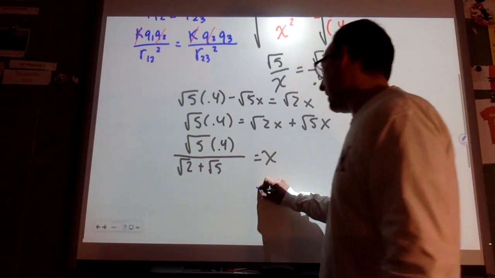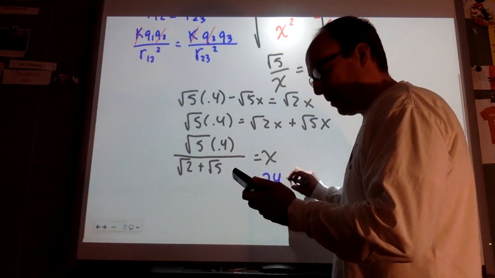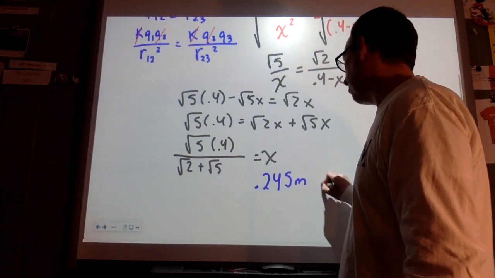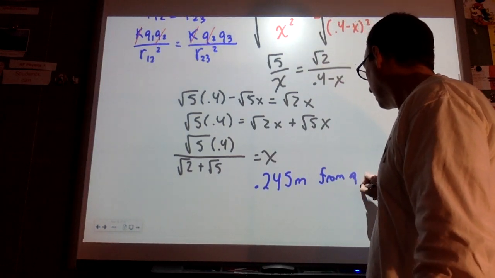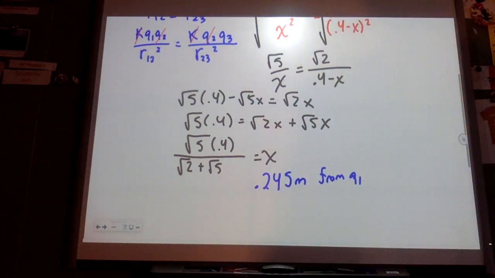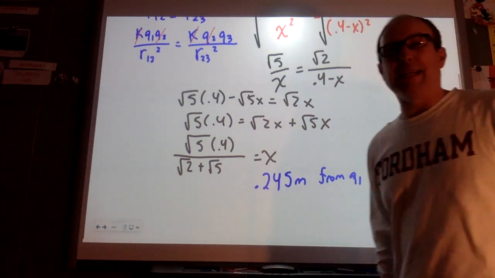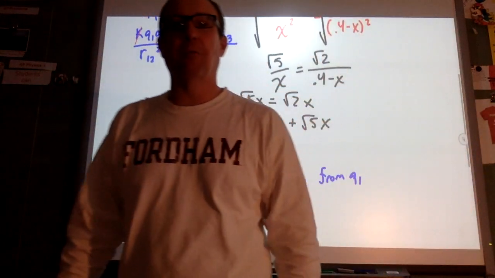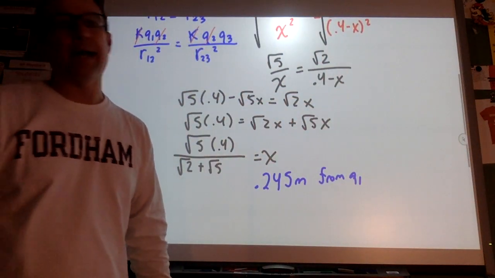And so we're saying that it is 0.245 meters from Q1. Now, timing-wise, they're probably not going to have you do something like this, but there's easier ones where things aren't squared where they will. But I just wanted to show you that.